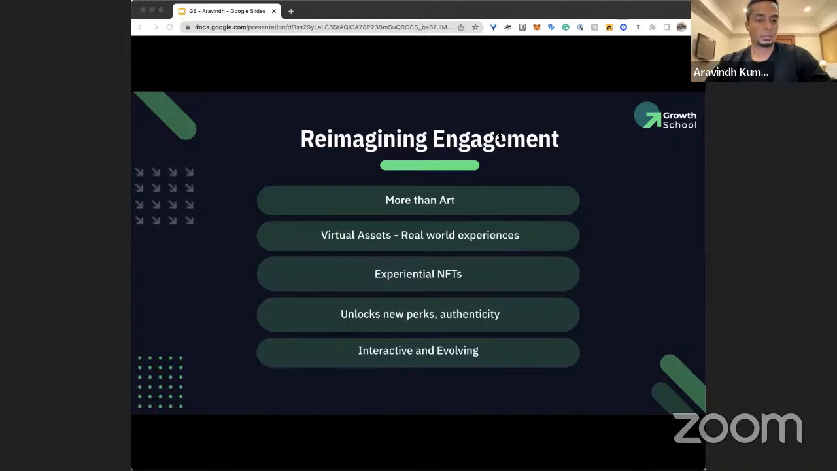If you have to categorize what sorts of utility is possible on, sorry, I'm just facing a glitch. Yeah.